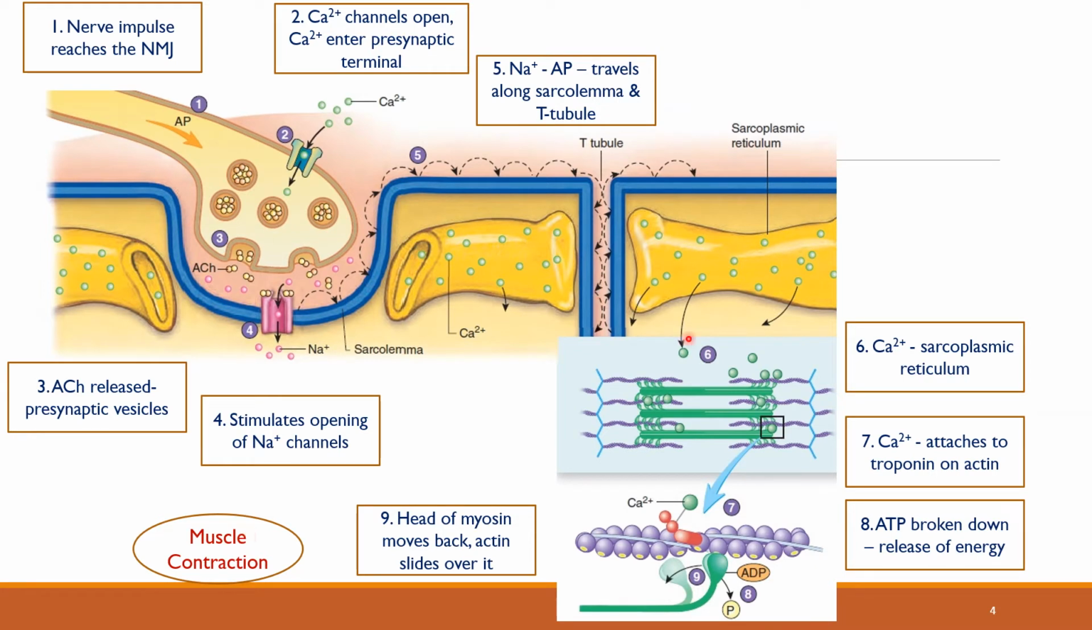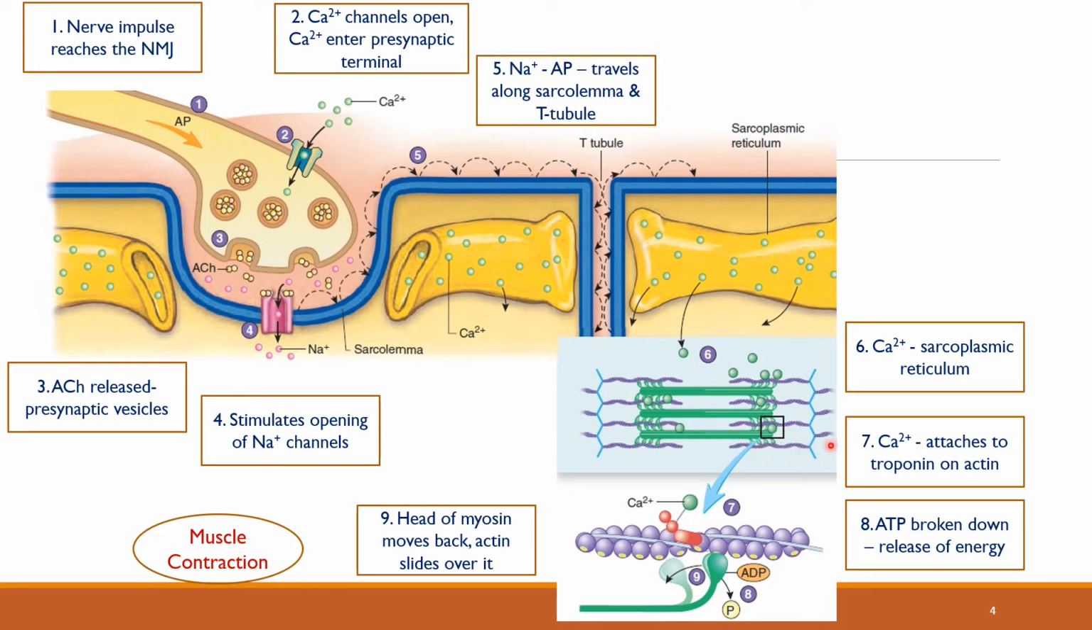So this is how the entire process of muscle contraction takes place. We've studied this in detail in the lecture on membrane potential. The action potential reaches the neuromuscular junction, which is the nerve impulse, resulting in the opening of calcium channels, resulting in the release of acetylcholine, which results in stimulation of sodium channels. Sodium travels along the entire length of the muscle fiber, and the calcium in the sarcoplasmic reticulum will attach to a molecule called as troponin, which is present on actin.